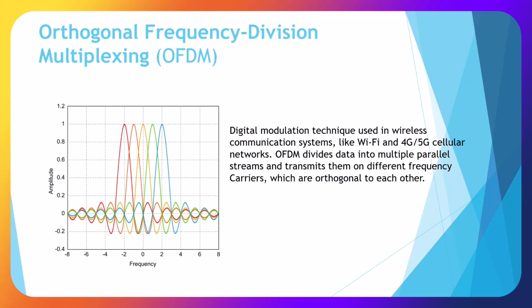Orthogonal frequency division multiplexing, so it's basically a digital modulation technique used in Wi-Fi and 4G and 5G cellular. It divides the data into multiple parallel streams and transmits them on different frequency carriers, which are orthogonal to each other, which means 90 degrees out of phase.